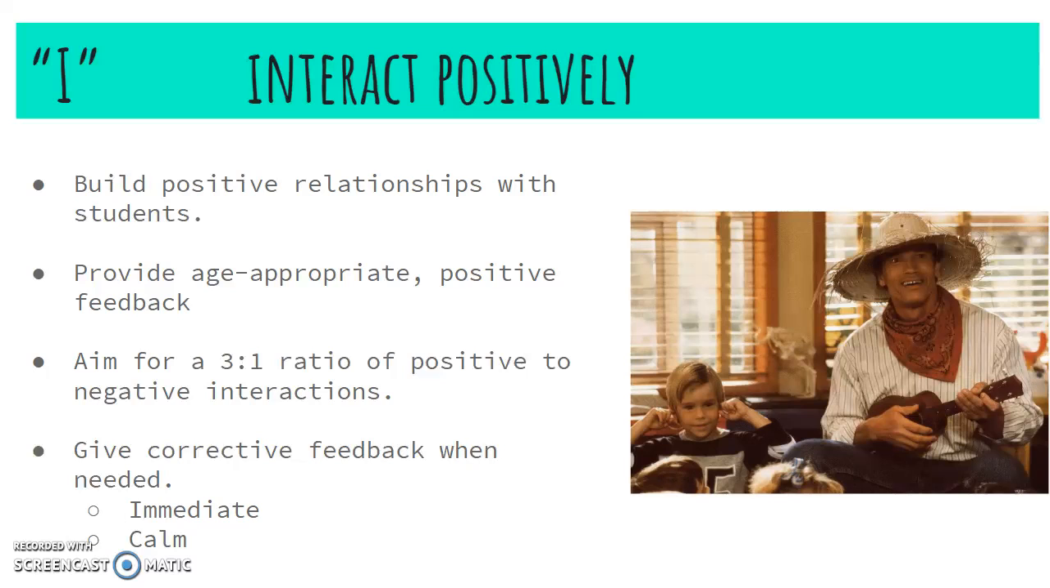I is for interacting positively with students. It is very important to pour into students positive interactions. We need to welcome them at the door and continue to add to the bank throughout the day. Some other suggestions for non-contingent attention are: notice and value the students and show an interest in them. We want to strive for a 3-to-1 ratio of positive to negative interactions. When we have to use corrective feedback, we want it to be immediate and calm.